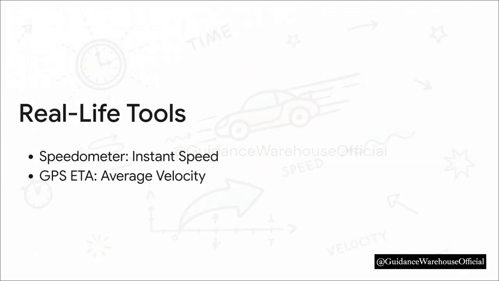Let's connect this to real life using the tools you probably have in your car right now. Your car speedometer? That measures instantaneous speed. If a police officer clocks you with a radar gun, they are checking your instantaneous speed at that exact split-second instant. They definitely do not care about your average over the whole trip.